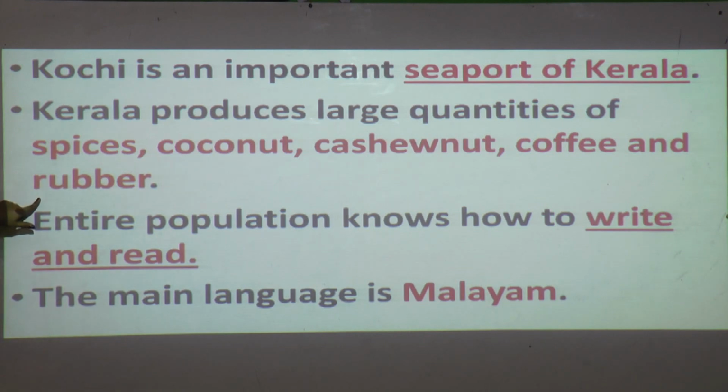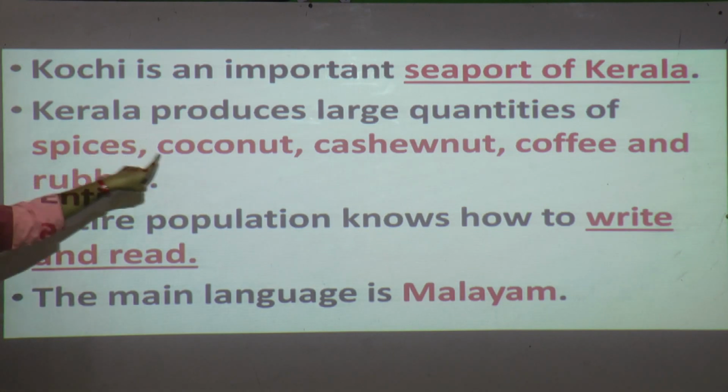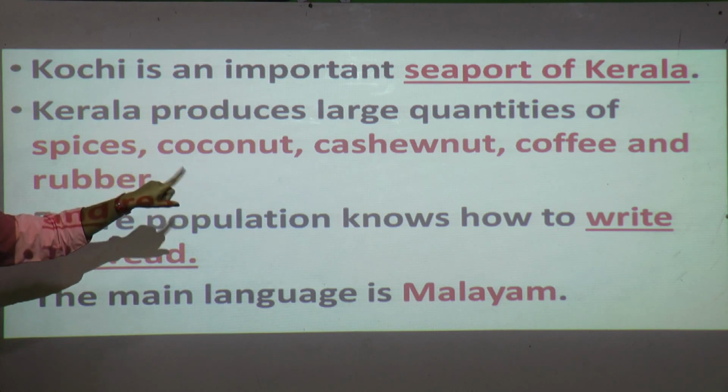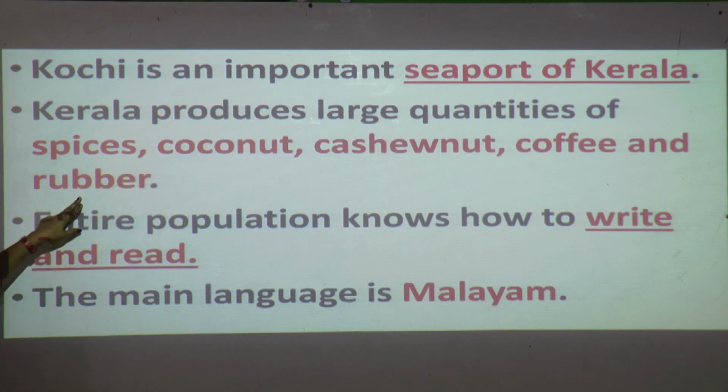So we have now seen spices, coconut, cashew nuts, coffee and rubber, correct? Now it is clear to you all, students? Yes. Now we will go to the next part, that the entire population knows how to write and read. In Kerala, the entire population, all people know how to read and write. Everybody knows. There are no illiterate people, all are literate. The main language of the Kerala people is Malayalam.